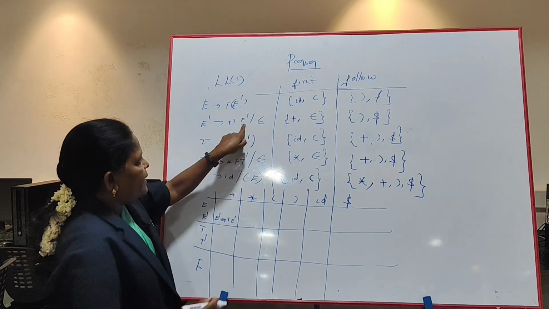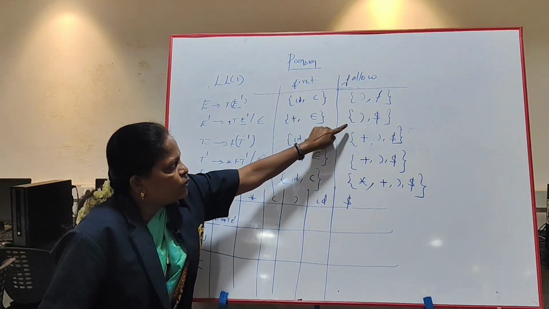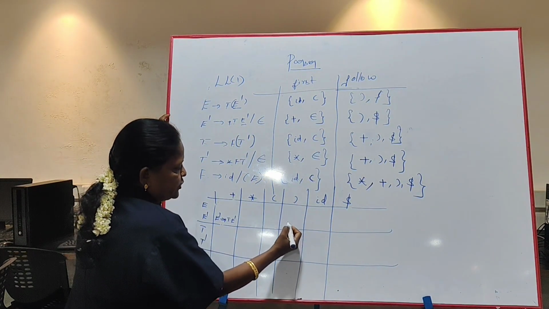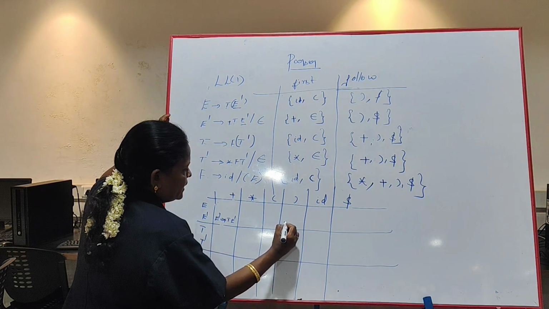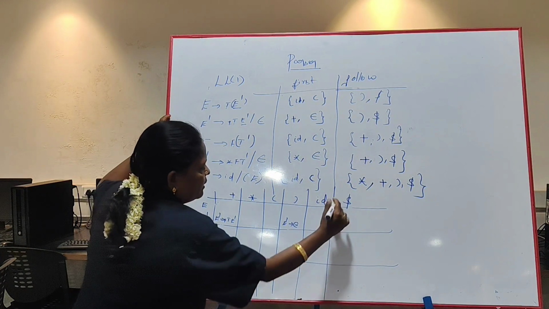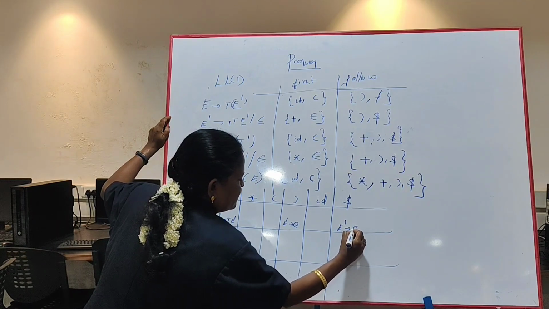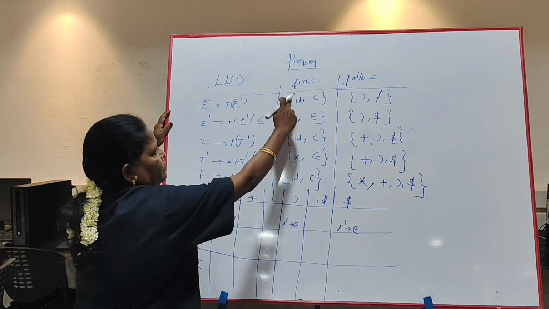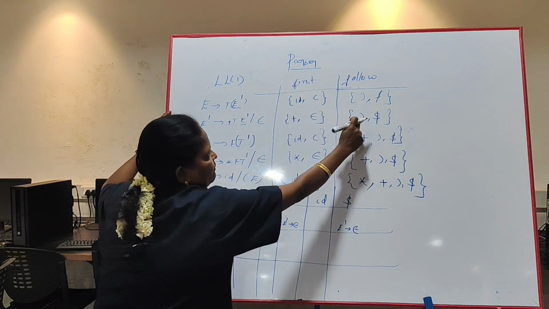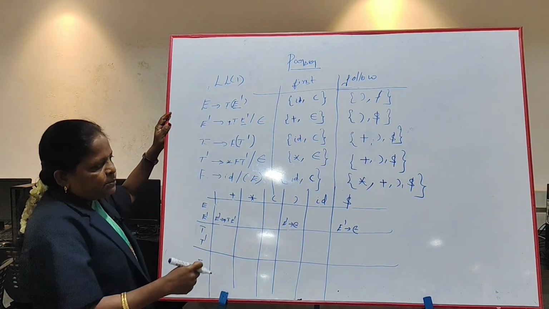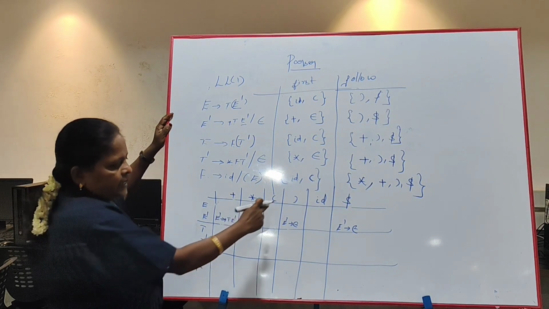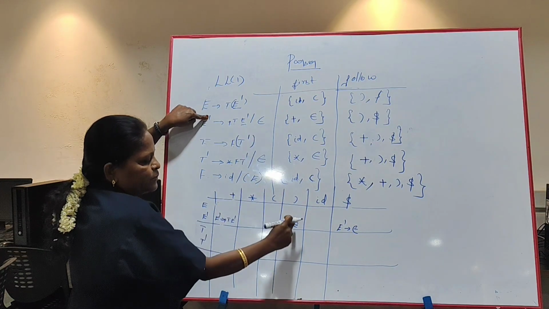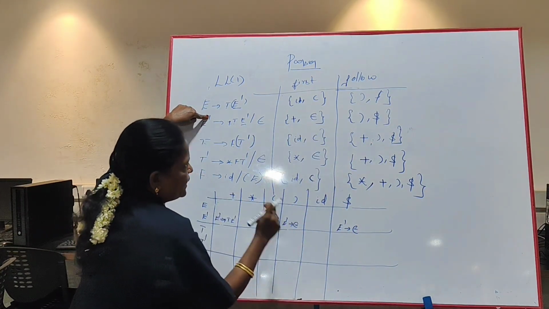So whenever I have epsilon in first, I can go for follow. In follow, I have what? Closing bracket as well as dollar. So here I should write E dash gives epsilon, then dollar also, E dash gives epsilon. Because I have epsilon for E dash in first, then only I will go for follow. In follow, the symbols I have are closing bracket, comma, dollar. In place of E dash, I have another alternative, epsilon. Then only I can go for follow, so I have to write this one.